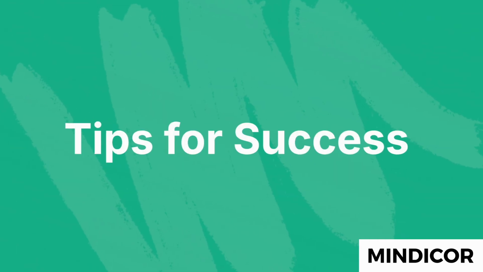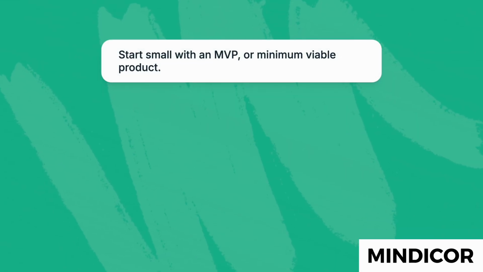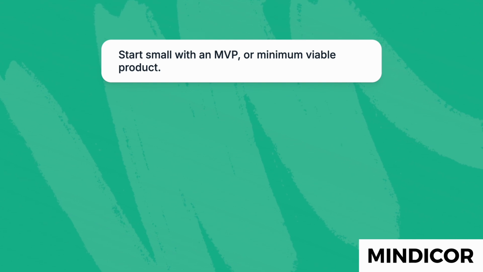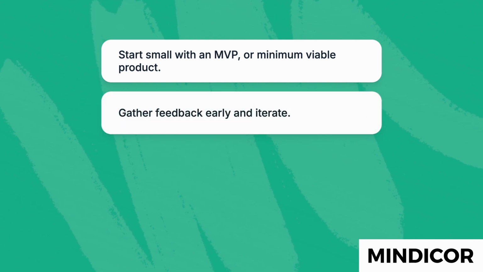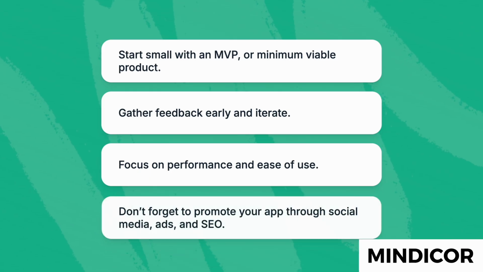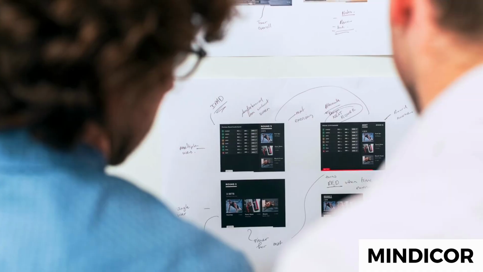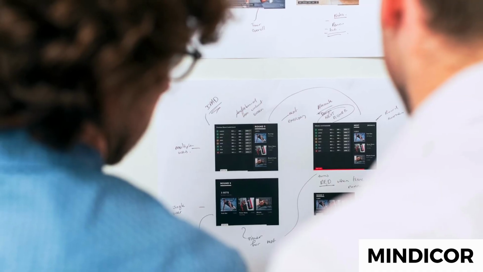Tips for success. Here are a few quick tips. Start small with an MVP, or minimum viable product. Gather feedback early and iterate. Focus on performance and ease of use. Don't forget to promote your app through social media, ads, and SEO. That's it. With the right tools and plan, anyone can build and launch an app today.